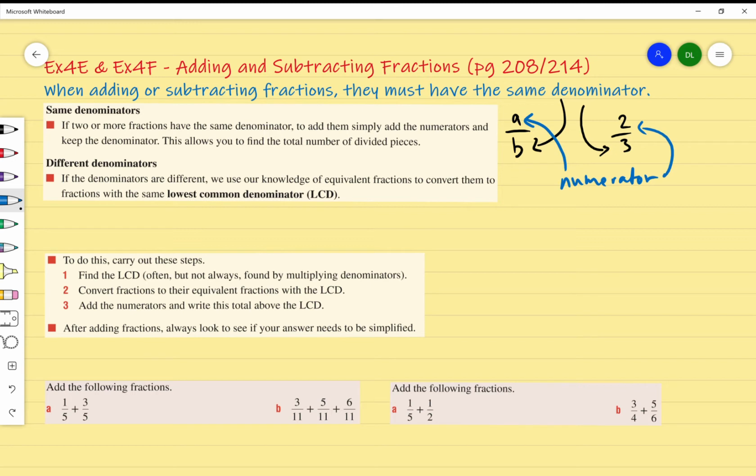Now, if I've got the same denominators, all I do is add the numerators and keep the denominator. Okay, that's it. You add the numerators and keep the denominator. But if the denominators are different, we need to use our knowledge of equivalent fractions to convert them to fractions with the same lowest common denominator. We'll go through those steps in a second, but what I want to do first is practice what happens if the same denominator is in those fractions.